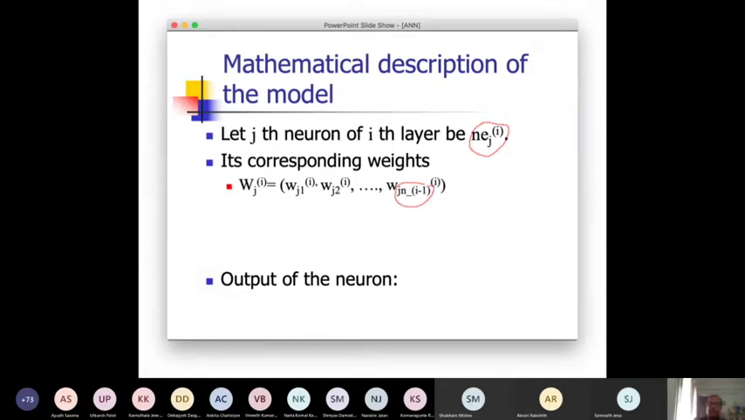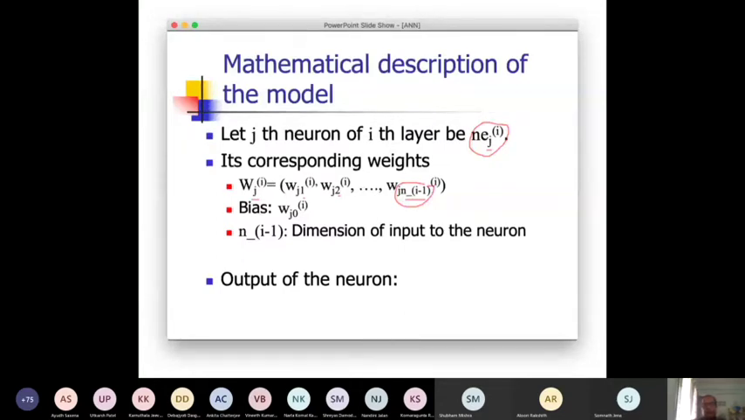So this j is the jth neuron of the ith layer, but this is the first neuron of the (i-1)th layer, the second neuron of the (i-1)th layer, and the total number of neurons in a layer, if I denote it by n_i, it is the n_(i-1)th neuron of the (i-1)th layer. That is the last neuron, in our order. And every neuron will also have a bias. We denote this bias as w_j0^i.